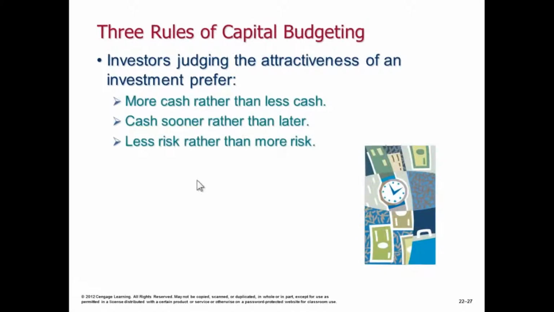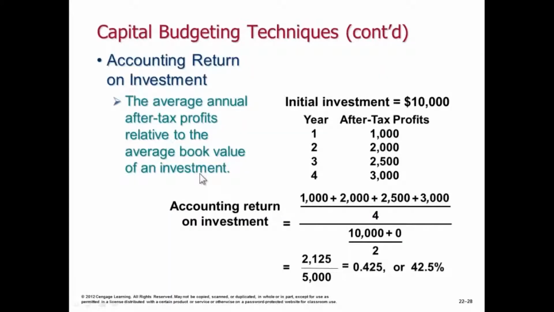So 3 rules of capital budgeting. You want more cash rather than less cash. This is true all the time. You want cash sooner rather than later. Again, true all the time. And less risk rather than more risk. And so these are kind of the general philosophy of capital budgeting.